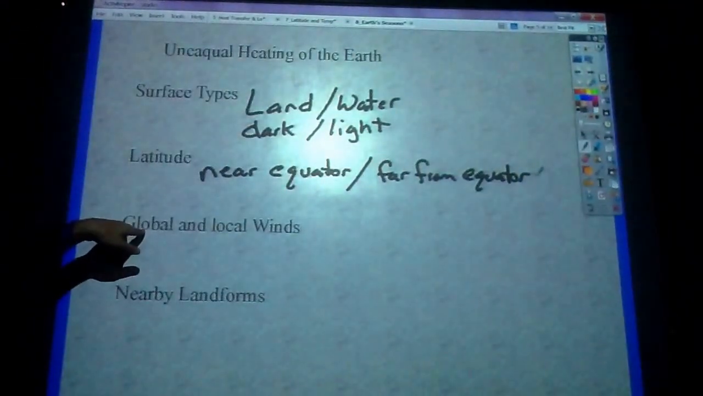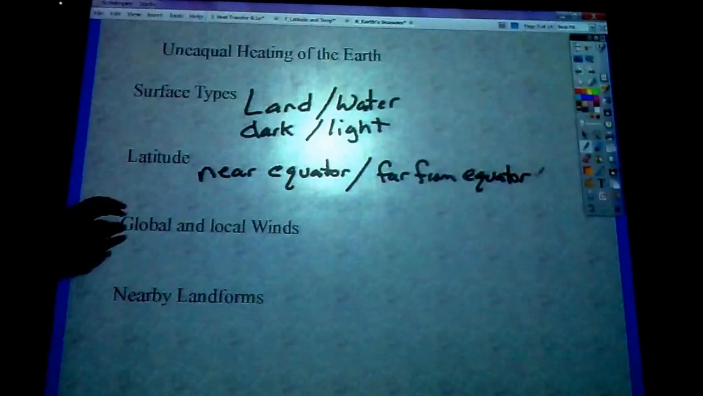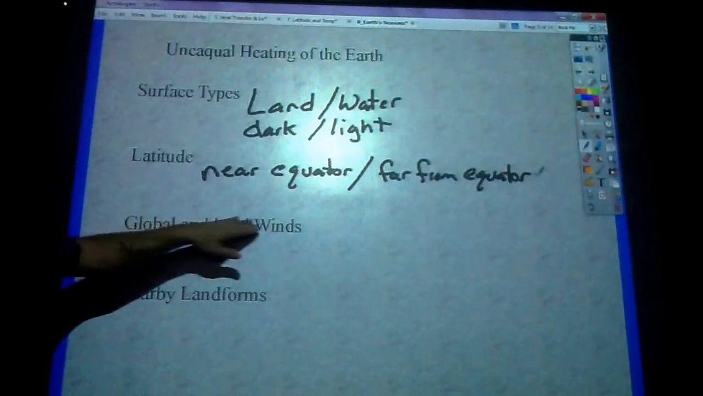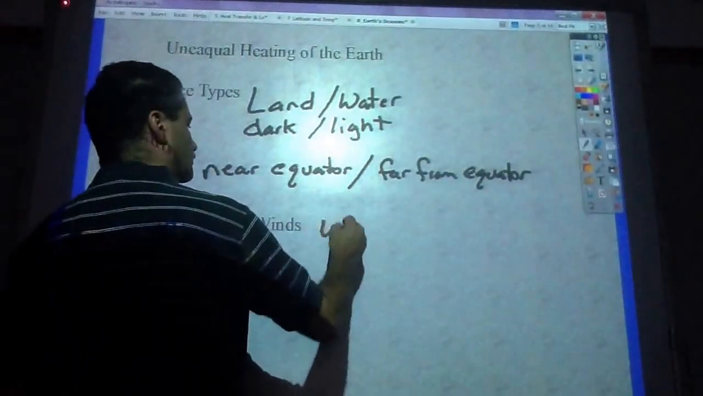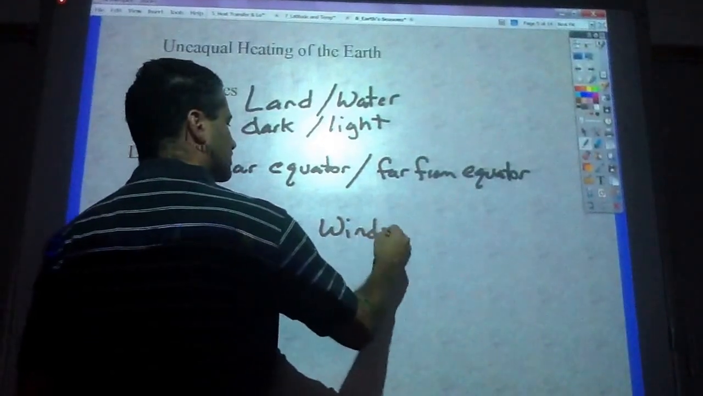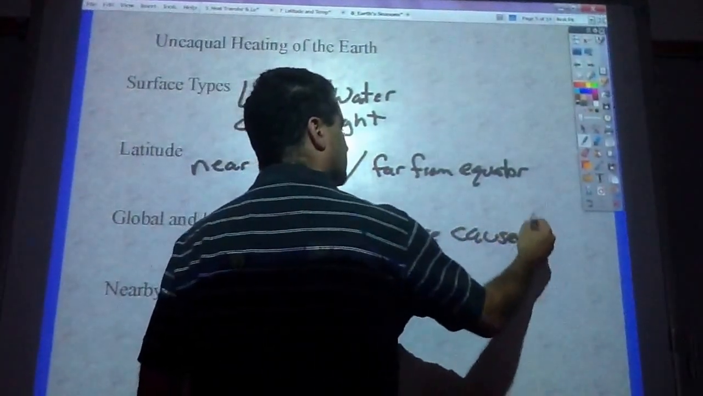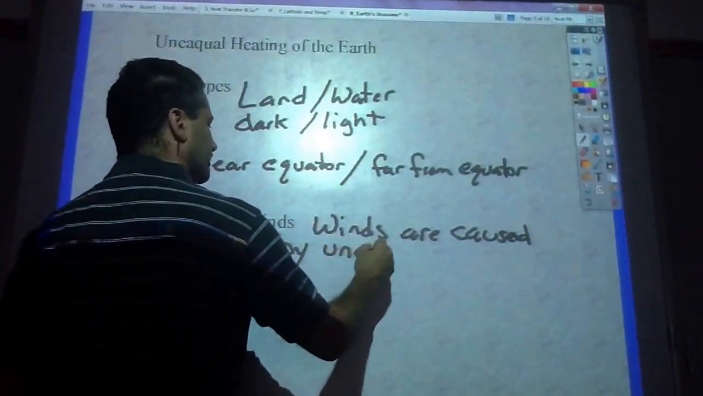Global and local winds are affected by the unequal heating. We'll learn a little bit about that too. Winds are caused by unequal heating.